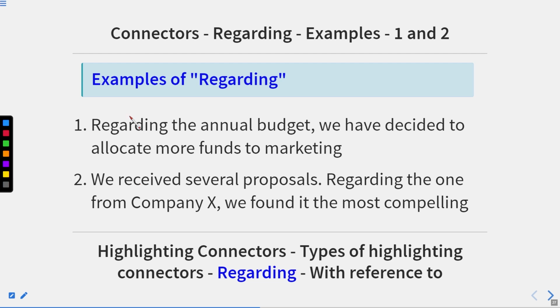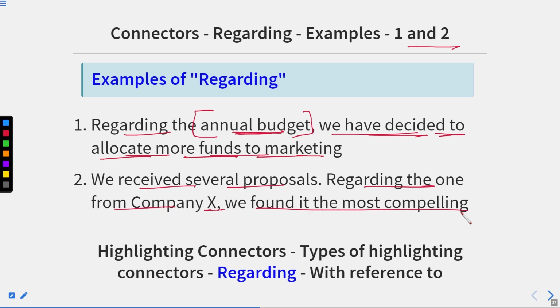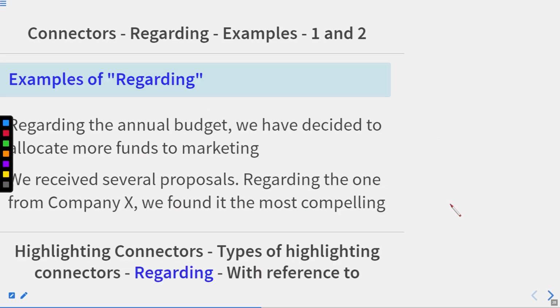Examples of regarding. Now here we are going to discuss some examples of regarding. So this is example 1 and 2. Regarding the annual budget, we have decided to allocate more funds to marketing. So regarding the annual budget, it means if we talk about the annual budget, we have decided to allocate more funds to marketing. We received several proposals. Regarding one from company X, we found it the most compelling.